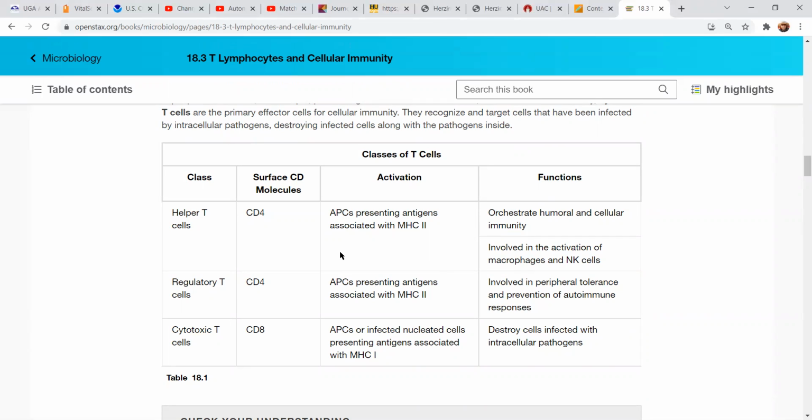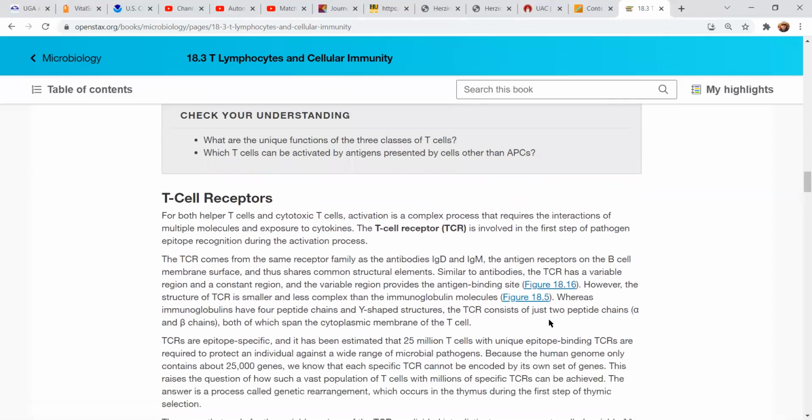Regulatory T cells, also activated by the same type of molecules as helper Ts, but they help prevent autoimmune responses. So basically, regulatory T cells are helping to regulate the immune system, prevent it from getting way out of hand. And then the cytotoxic T cells associated with APCs or MHC1, they directly destroy cells infected with intracellular pathogens. So this is where we get that term cellular immunity or cell-mediated immunity.